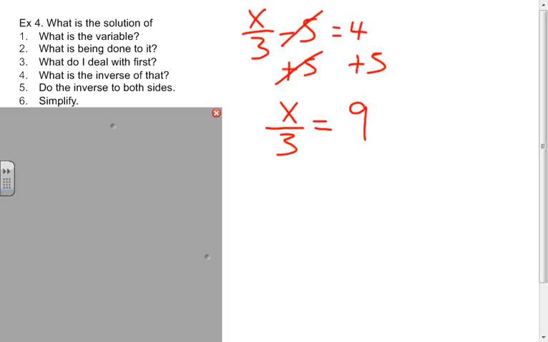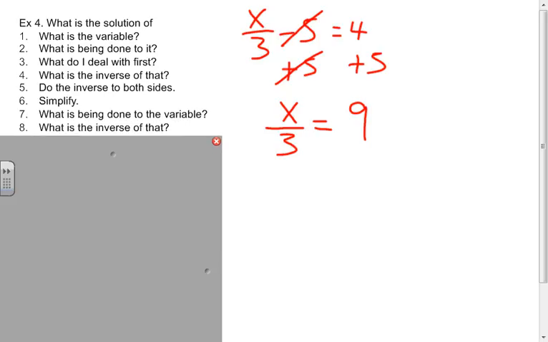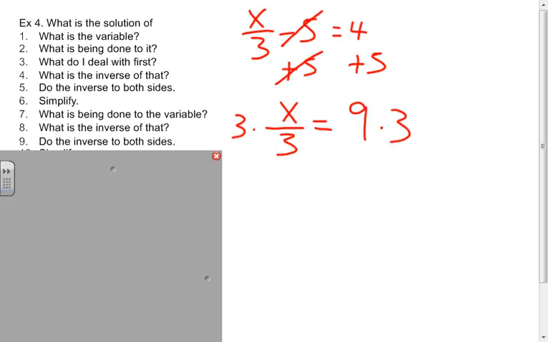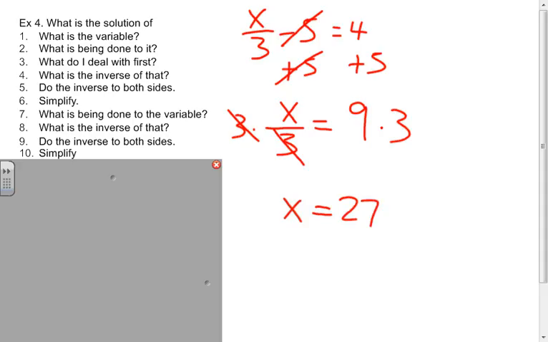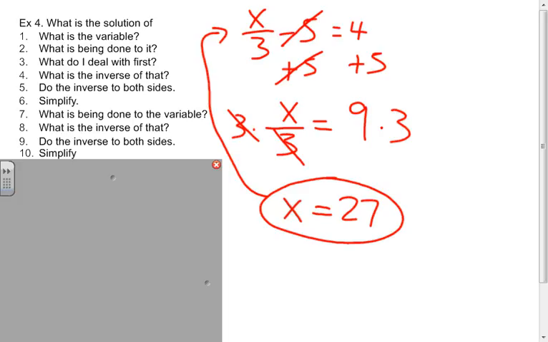My variable is not by itself yet, so I continue. What's being done to it? It's being divided by 3. The inverse of dividing by 3 is multiplying by 3. Did it to both sides, and now I simplify. Multiplying by 3 and dividing by 3 are inverses, so they cancel. On the left side, I have x. On the right side, 9 times 3 equals 27. My variable is by itself. That's my answer. Again, I can put it back in the original problem to check my answer and make sure that it is correct.